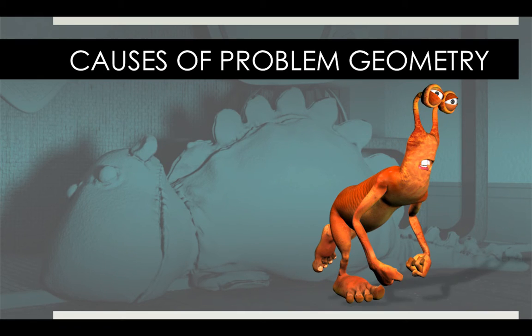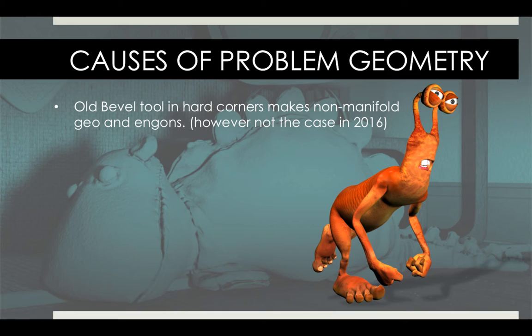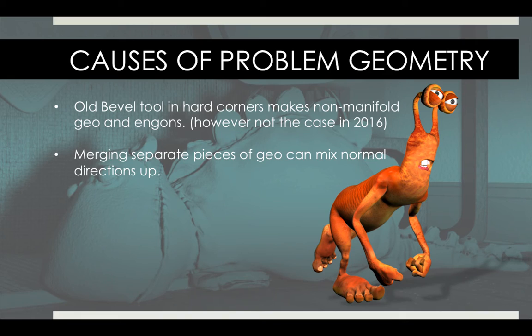Also, they can come from places like the old bevel tool. Prior to 2016, it made non-manifold geo and n-gons, and that's not the case in 2016. They did a good job of improving that, but if you happen to be in an older version of Maya, that older bevel tool will definitely give you some problem geometry issues, especially with two segmented bevels.